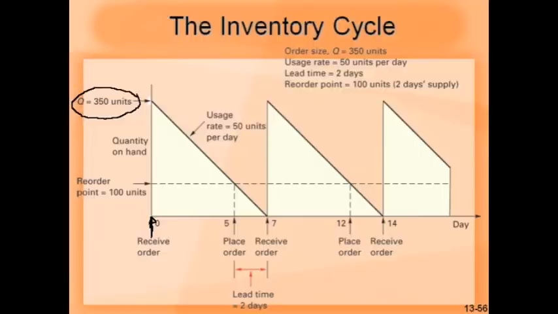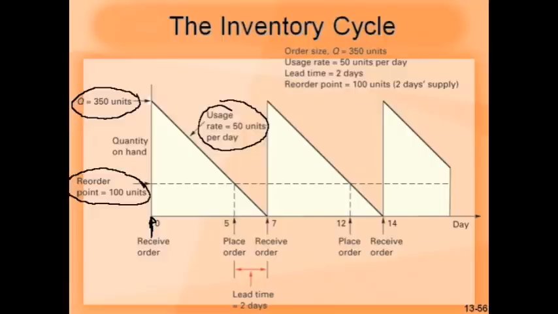Now let's say usage rate is 50 units per day. So every day 50 is being consumed. Now if the reorder point, so this is another term we looked at earlier, is suppose 100.